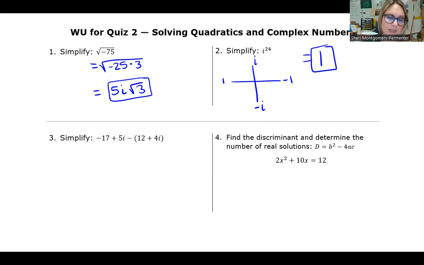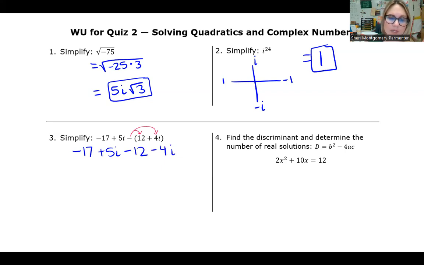The next question is a simplify question. So we need to look at the parentheses. For this one, there's a negative outside, so we're going to have to distribute that negative into both pieces. And we'll rewrite the problem. So we can have negative 17 plus 5i. Those don't change. But everything in parentheses is going to be the opposite sign. So I will have negative 12 and minus 4i.